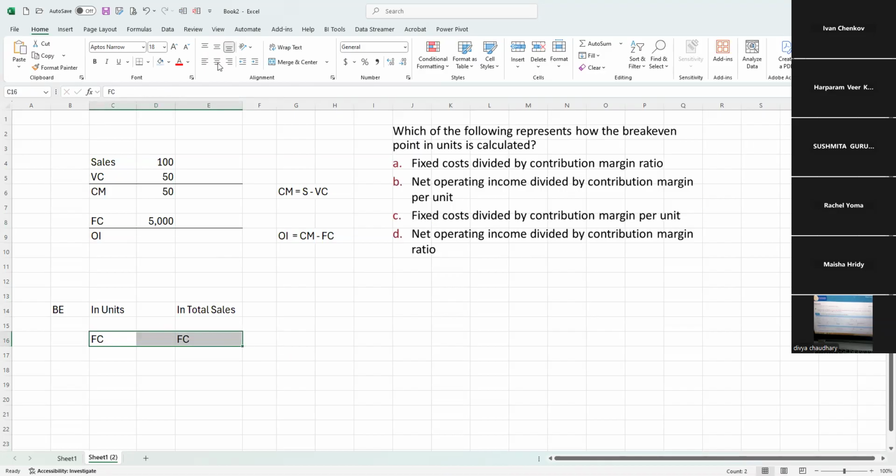In order to get the number of units, what do I need? Sales per unit. How is the sales per unit going to help me? We're going to divide the fixed cost by something, but what will that be? Contribution margin per unit. So that will be contribution margin per unit.